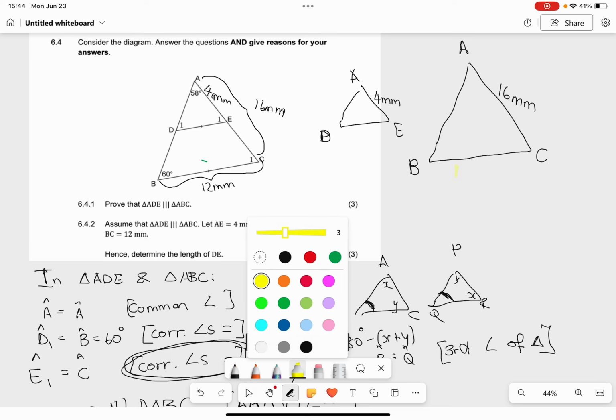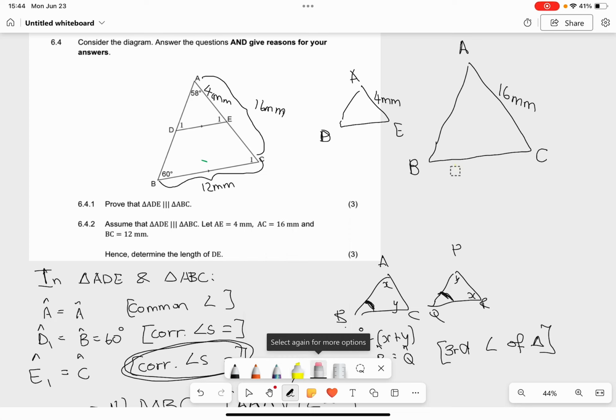Oh, okay, I changed the color. I was wondering why I couldn't see. Hey, I'm getting old.